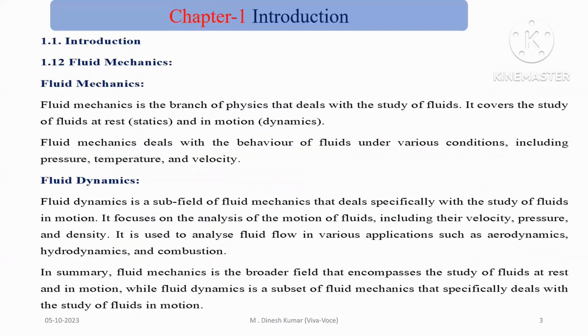This is chapter 1, the introduction. Fluid mechanics again has two parts, fluid statics and fluid dynamics. Analyzing the fluid at rest belongs to fluid statics, and analyzing the fluid in motion belongs to fluid dynamics.